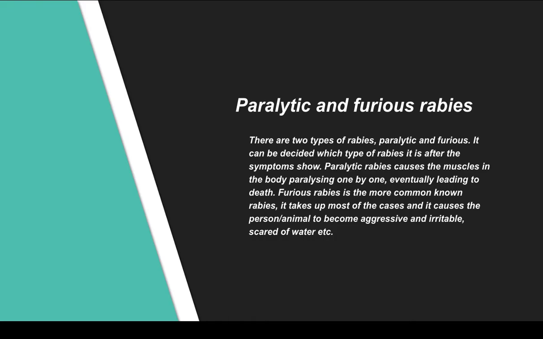Paralytic and furious rabies. There can be two types of rabies, paralytic and furious. It can be decided which type of rabies it is after the symptoms show. Paralytic rabies causes the muscles in the body to start paralyzing one by one, and it will eventually lead to the death of the animal. Furious rabies is the more commonly known rabies, and it makes up most of the cases. They have the infamous symptoms of the person or animal becoming aggressive, irritable, and scared of water and other things.